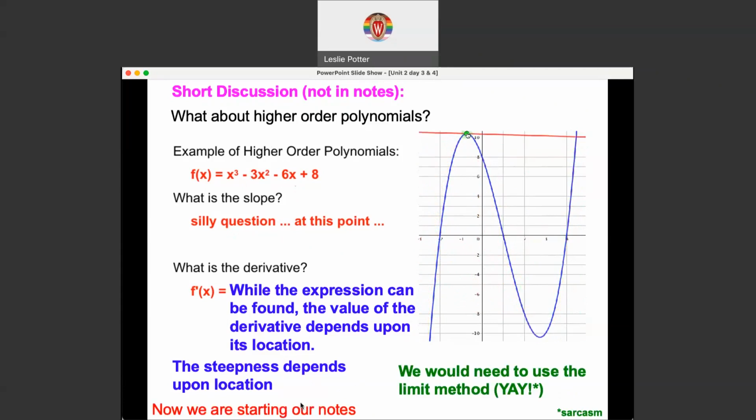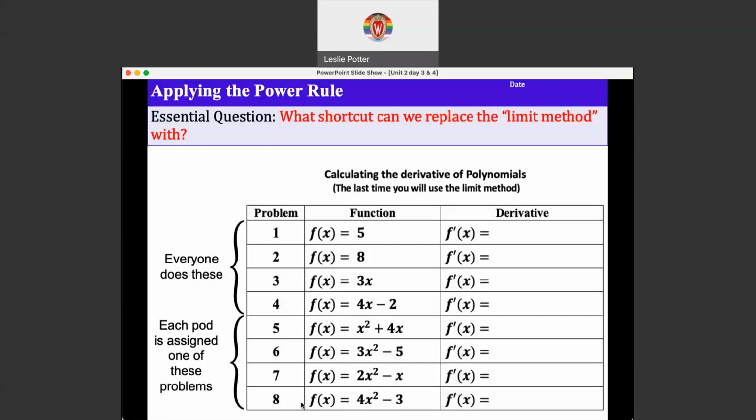Okay, so now we're starting our notes. Okay, so back to the essential question. What shortcut can we replace the limit method with? Well, we already replaced the limit method for constant and linear functions with a shortcut because we know these slopes are constant here. So we know that if f of x equals 5, its derivative is 0 because its slope is 0. If f of x equals 8, that's a constant function. What's its slope? Then what's its derivative? Also 0.